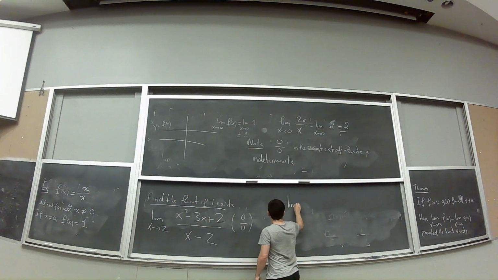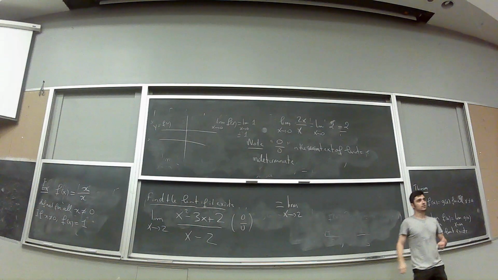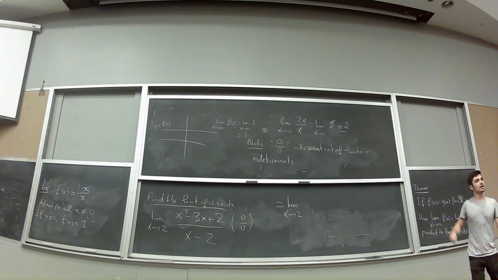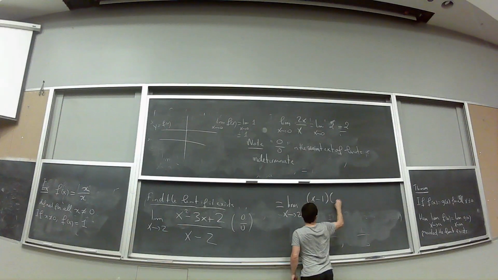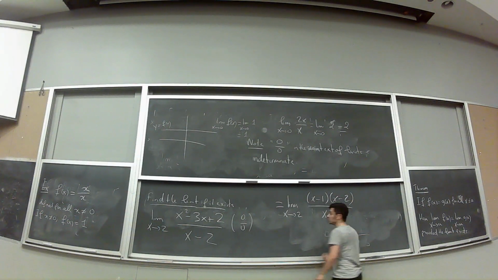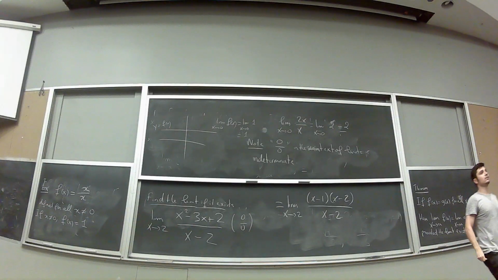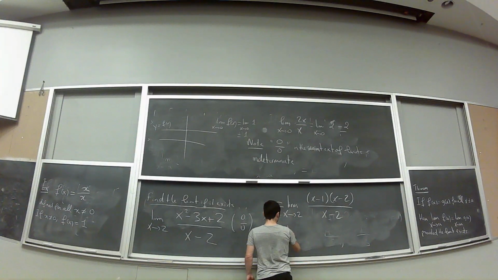Great. Now, what do you suggest doing? I factor the top. Very good. How do I factor the top? What is a root? 1 is a root, and 2 is a root, right? You see that? It factors as x minus 1 times x minus 2, divided by x minus 2. We agree or not? Now, when x is going to 2, can x be equal to 2? No. So what can I do with the x minus 2? I can cancel them out.